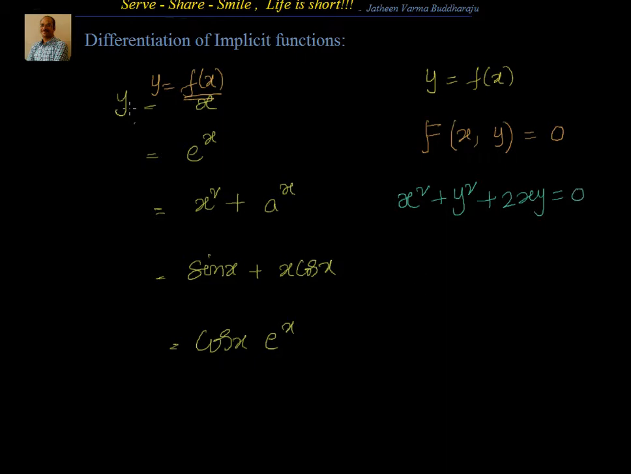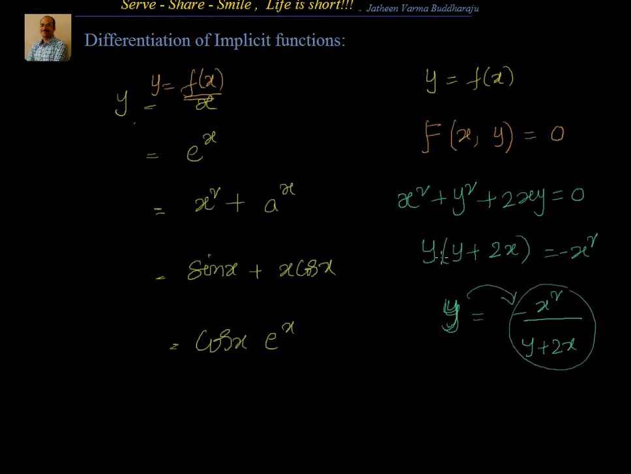Now let us see whether I can write this function as an explicit function. I have y into y plus 2x equal to minus x square, or you can see that y equal to minus x square by y plus 2x. So you can see that when you try to write y equal to f of x, you end up with f of x comma y. So these functions are called implicit functions. Now how will you differentiate implicit functions? Let's have a look at that.